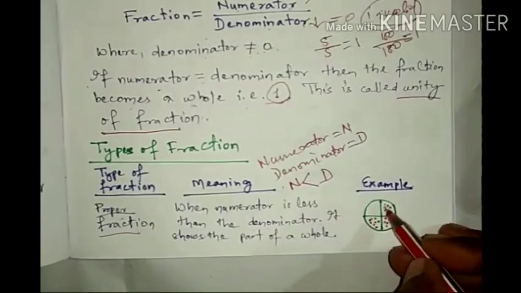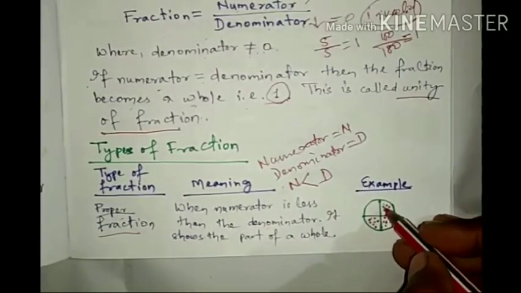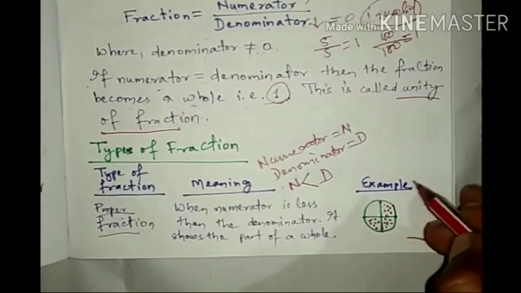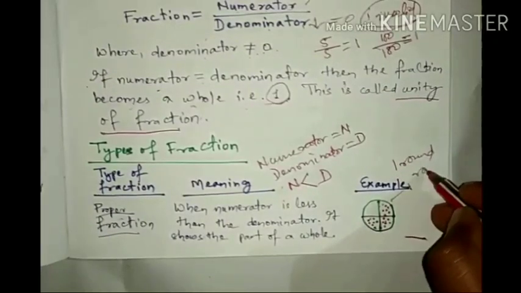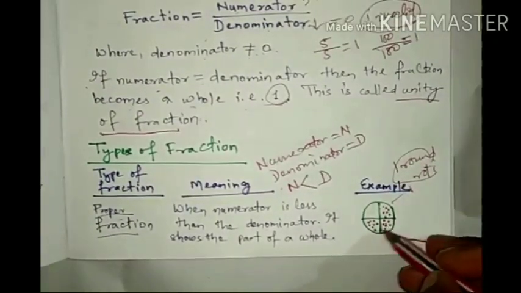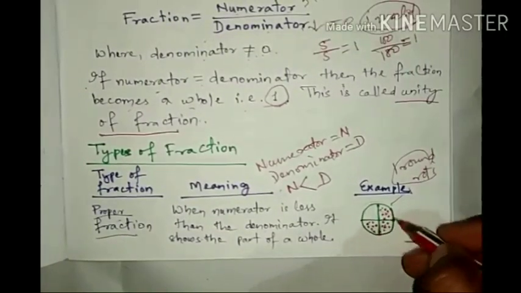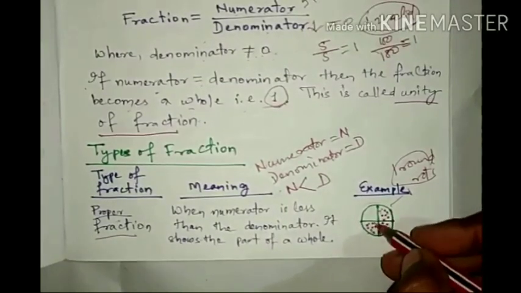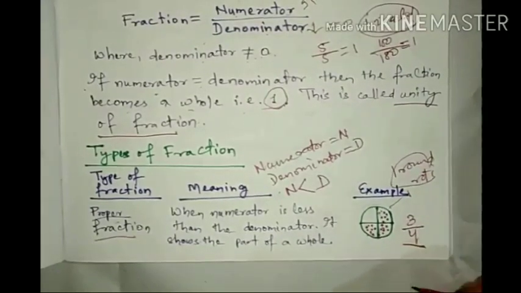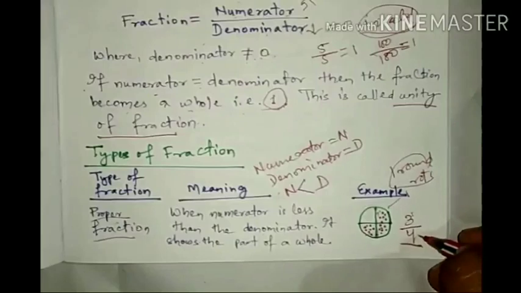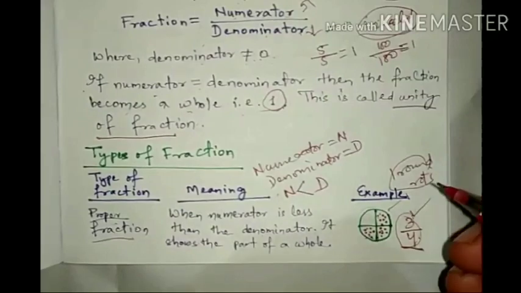Here one whole figure is given. If you break it into 4 parts, this is one round roti divided into 4 parts, and we have taken how many parts? 1, 2, 3 parts. So from 4 parts we have taken 3 parts. So the fraction is what? 3 by 4. Here the numerator is less than the denominator. So this way 3 by 4 is a proper fraction.